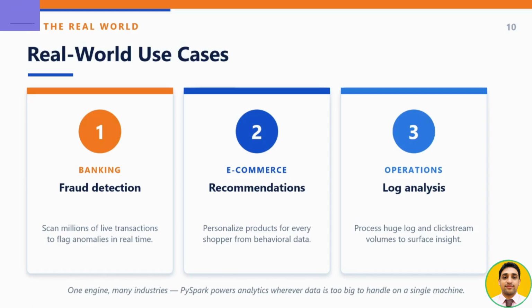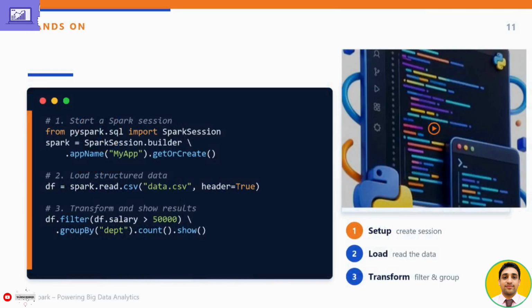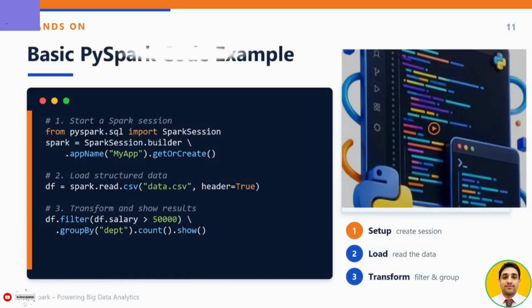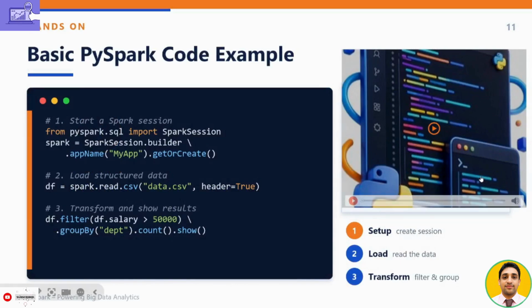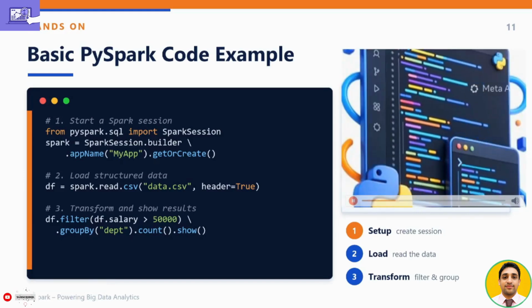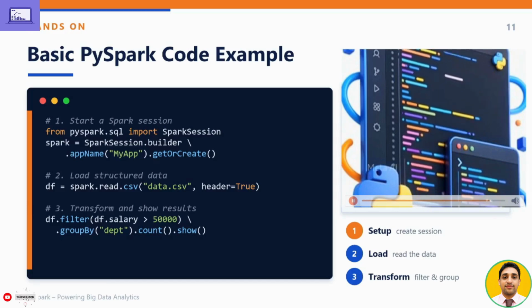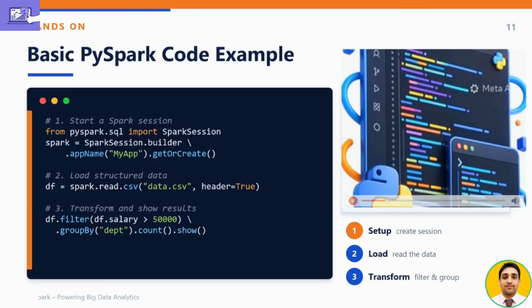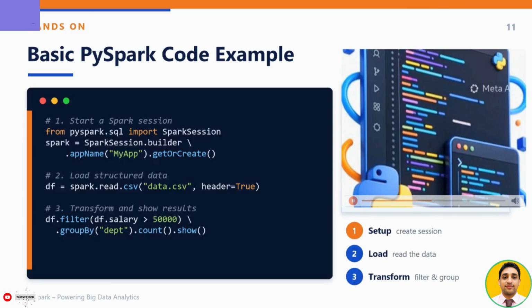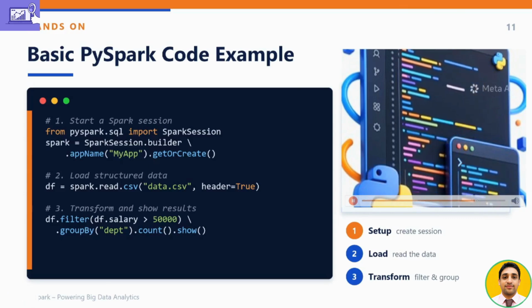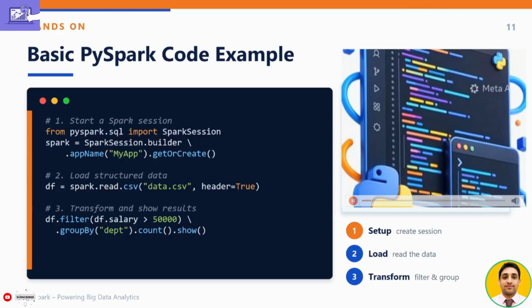Now, a basic PySpark code example. Let's walk through an actual hands-on code example broken into three simple steps. Step 1 is setting up. We start a Spark session, which is required before doing anything else in PySpark.